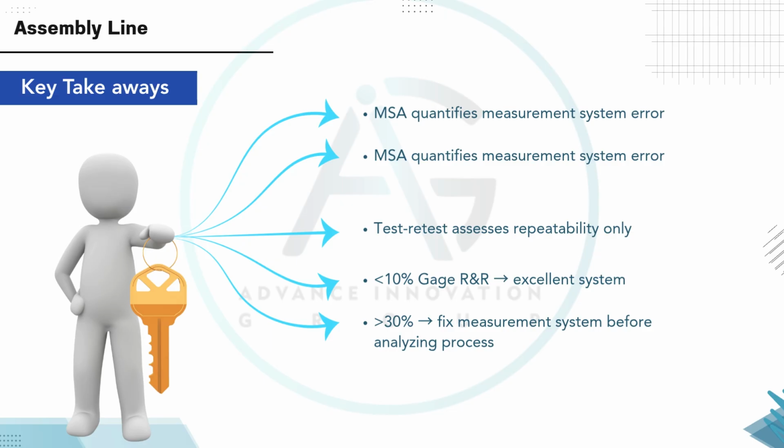When looking at Gage R&R values, a result of less than 10% is excellent. It means the measurement system contributes very little error, so the process data is reliable. On the other hand, if Gage R&R exceeds 30%, that's a red flag. The measurement system needs to be fixed before we proceed with process analysis. Otherwise, we risk making decisions based on inaccurate data. Ultimately, a trustworthy measurement system is the foundation of good quality improvement. Without it, we can't truly understand what's happening in the process.